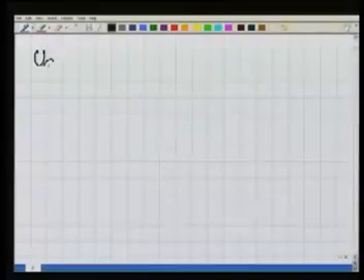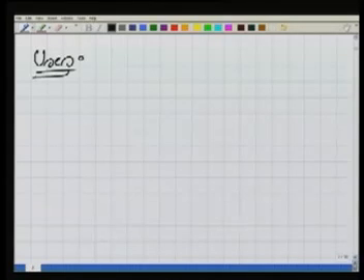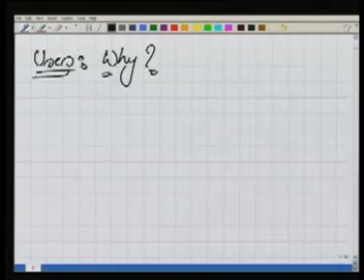Next, we will see what the uses of the contours are. Why do we go for the contours? Why do we need them? Well, I will give you one example.